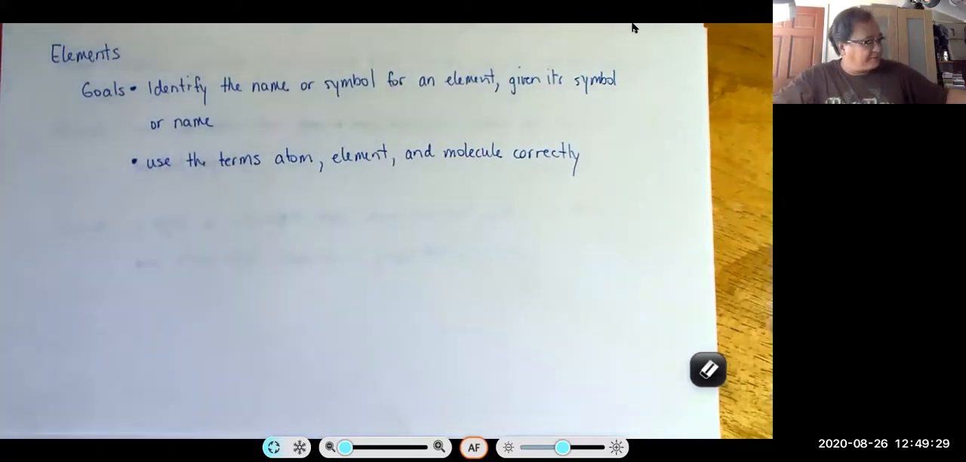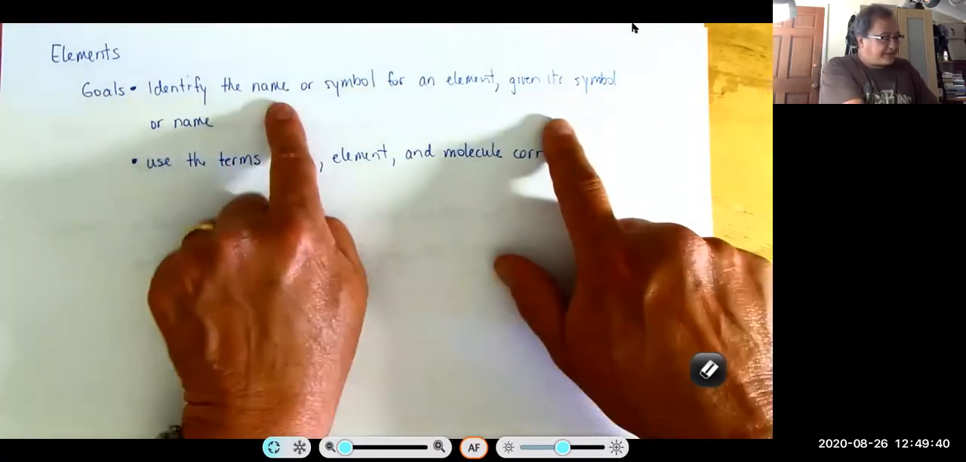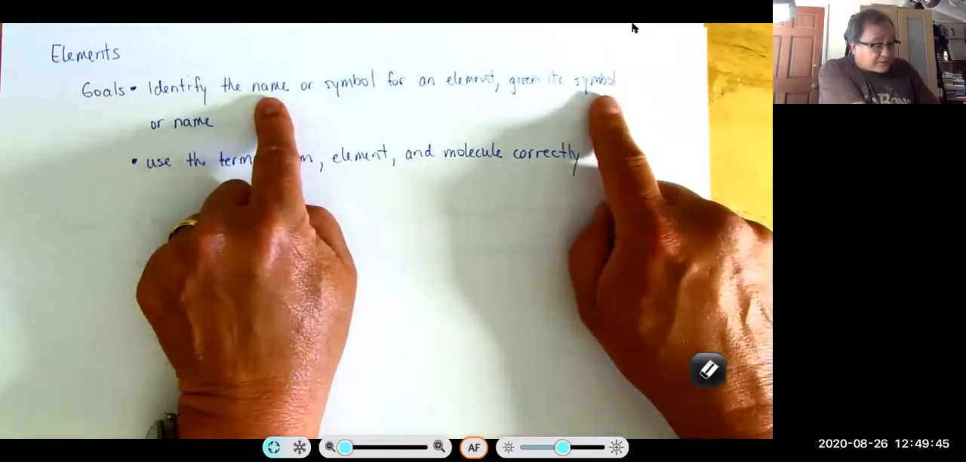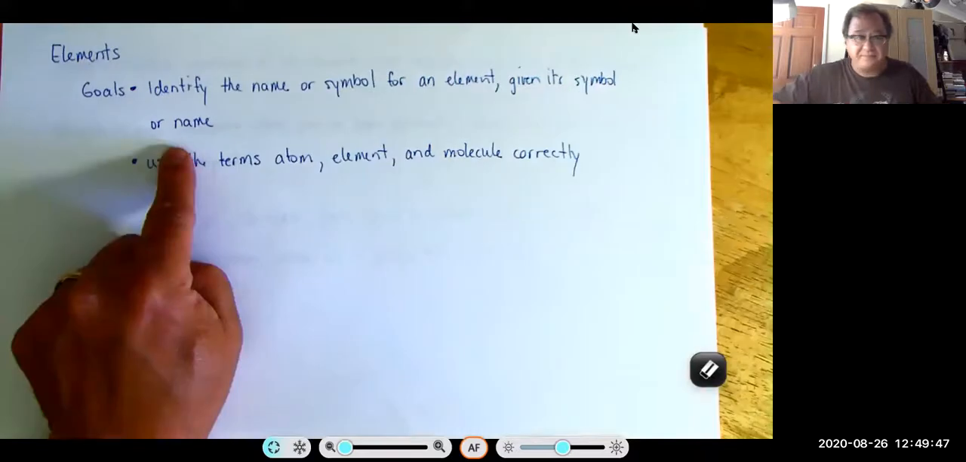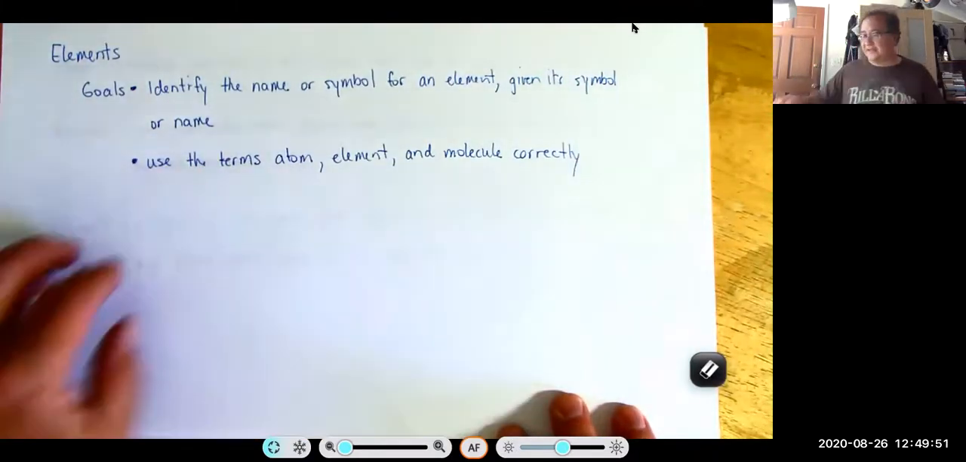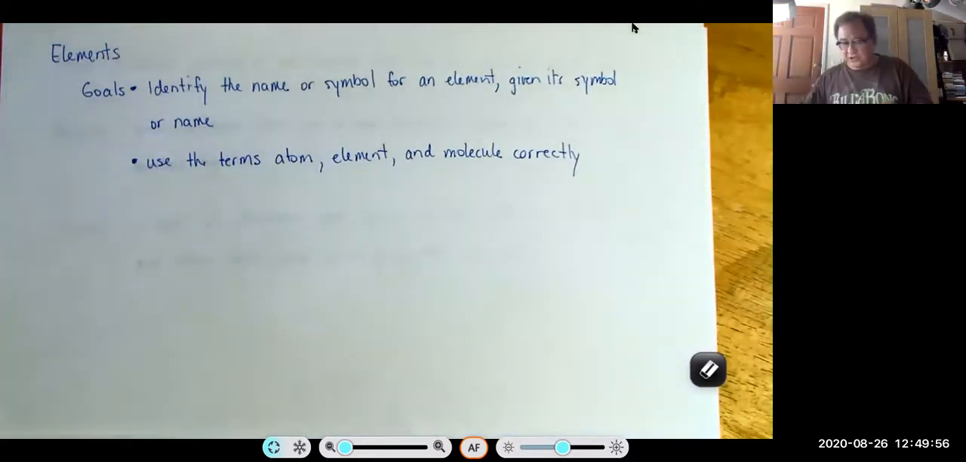So, elements. Goals. Identify the name or symbol for an element, given its symbol or name. So what they mean here, I don't like the way they wrote this, but it does make sense. Identify the name if given its symbol, or the symbol if given its name. And use terms atom, element, and molecule correctly. So before we go into any sort of definition here of what these are, I want to show you your book and your periodic table.